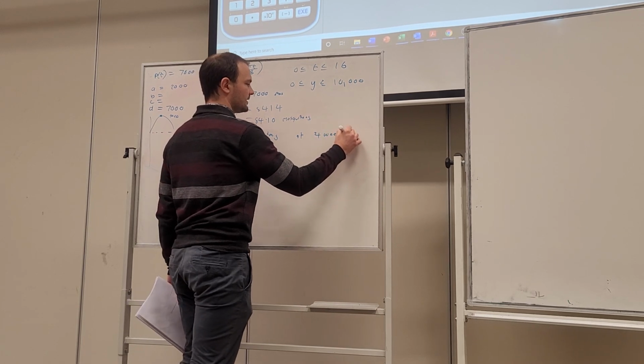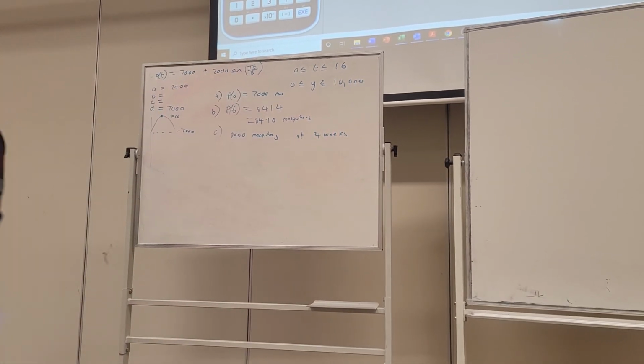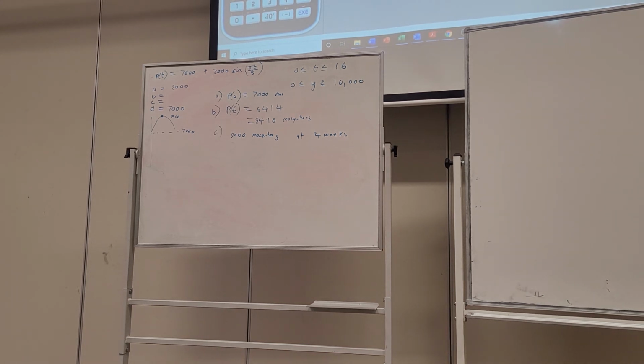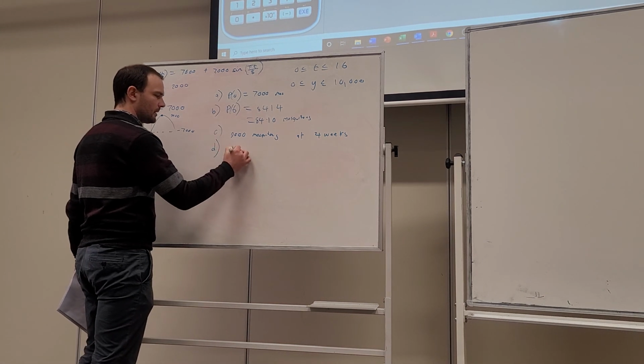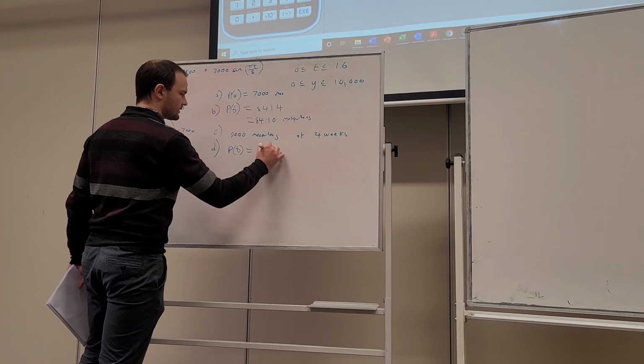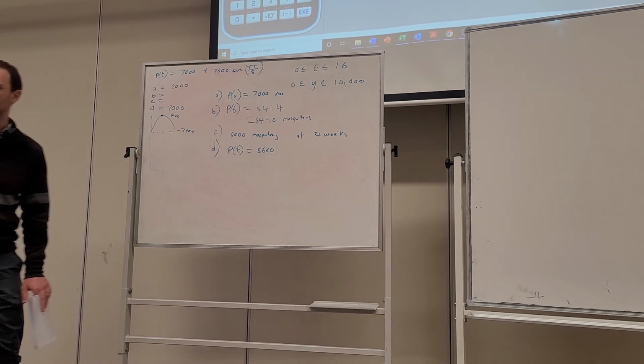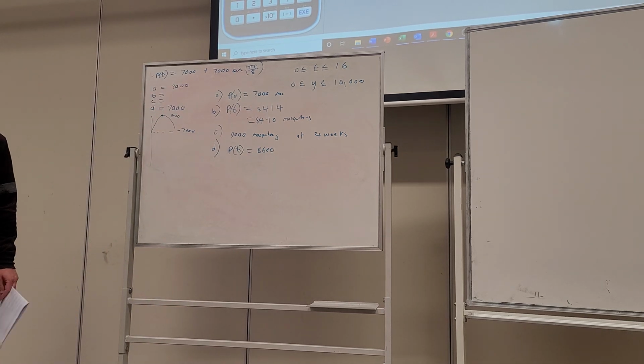So notice how I've answered everything here in the context of the problem. On the x-axis we've got time, and on the y-axis we've got number of mosquitoes. So we have maximum population and when it occurs. When is the population 8,600? So what this is saying is P of t equals 8,600. What is this value of t? What is the value of time?